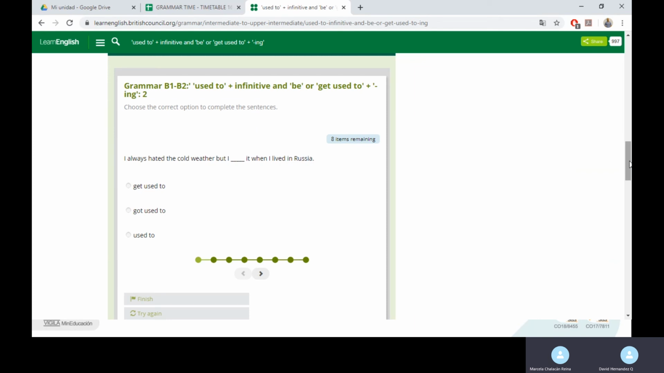Okay, the second option, got used to. So it's the second option, the option in the middle. Yes, teacher. Why do you think that's the option? Because that is in the past. He always hated in the past, and in the second part of the sentence, he said, "When I lived." That is in the past. Yes, perfect.